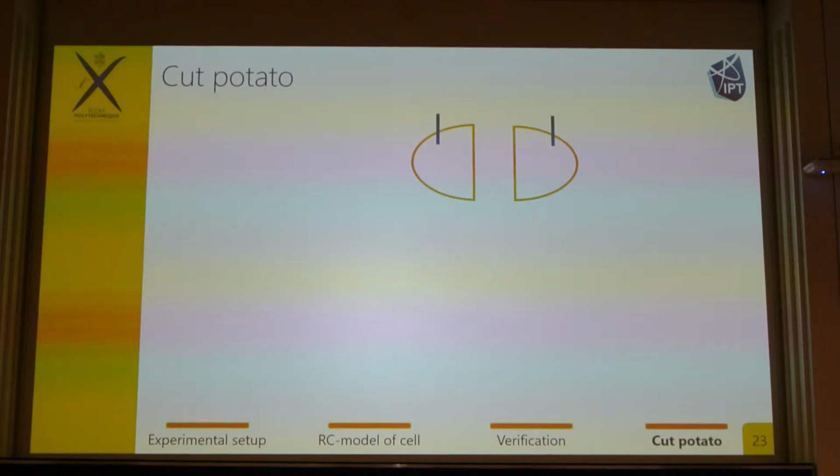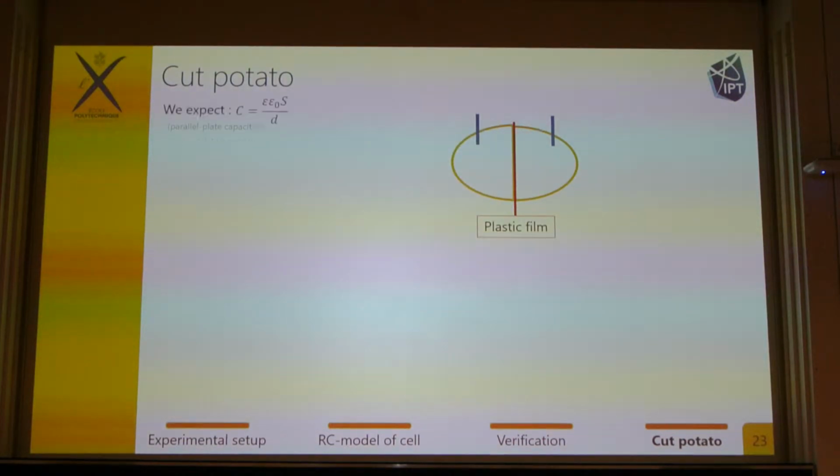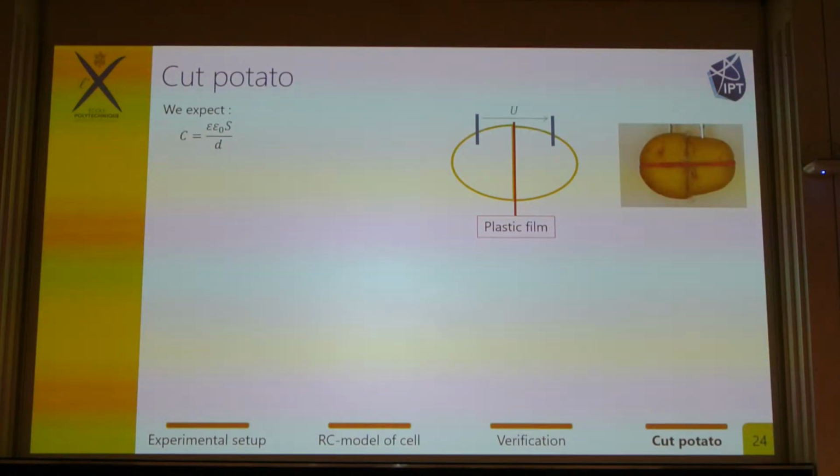So now what about the cut potato? With the cut potato, we actually expected some capacitor. So what we want to do, as was in the problem, we put the plastic film, we go back to the potato, and we expect a formula like this. We want to do the same thing. We measure the impedance: we apply the tension, we measure the current, and in the end we measure the impedance of it. This is a kind of plot of what we get.